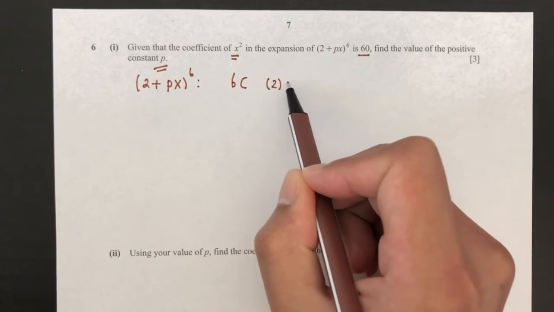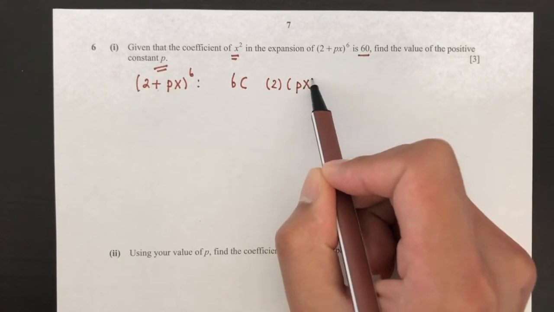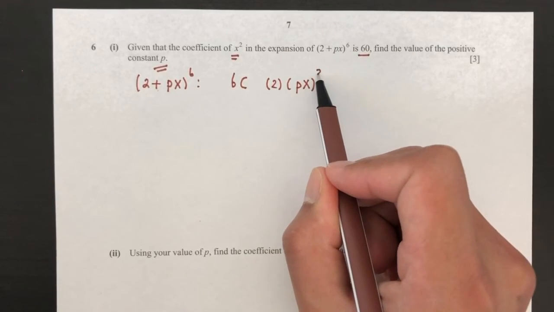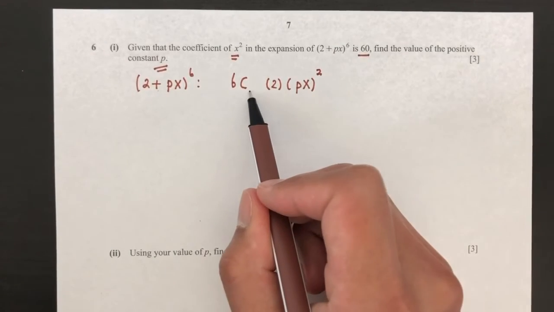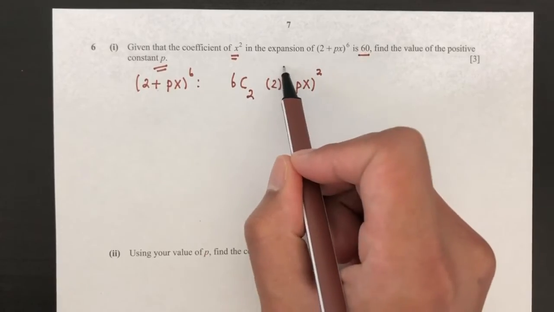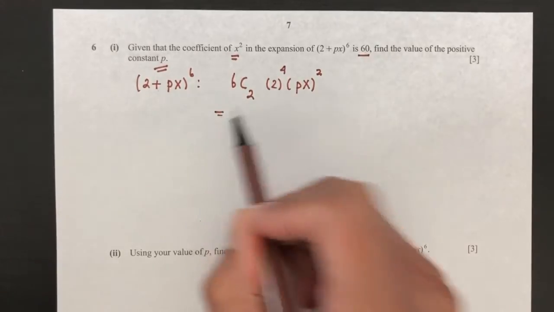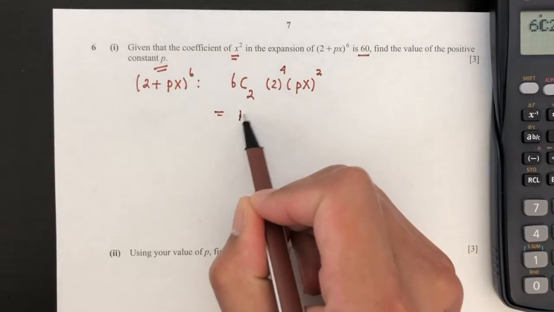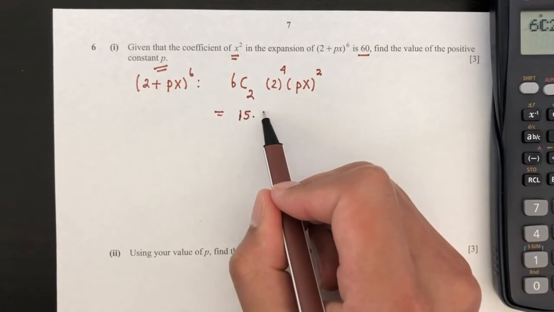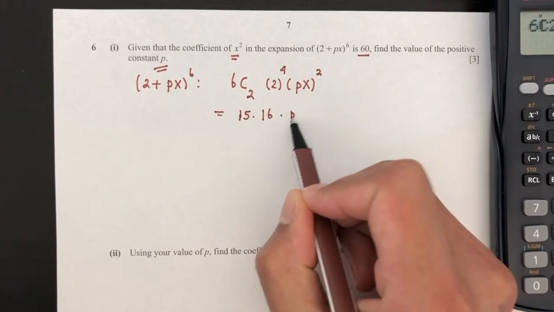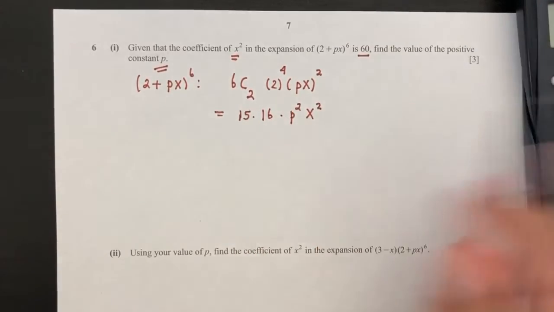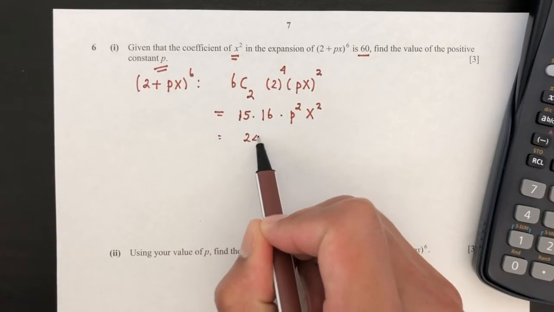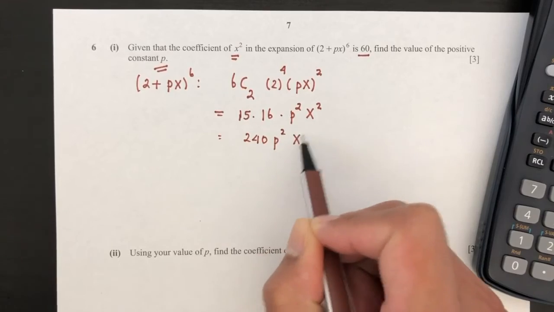The first term is 2, and the second term is px. So for us to get x squared, it has to be squared here. If this is 2, this also will be 2, and 6 minus 2, that will be 4. It will be this term. Let's simplify. 6 choose 2 is what? It will be 15. 2 to the power 4 is 16. p squared, x squared. So what is 15 times 16? That is 240. So 240 p squared x squared.